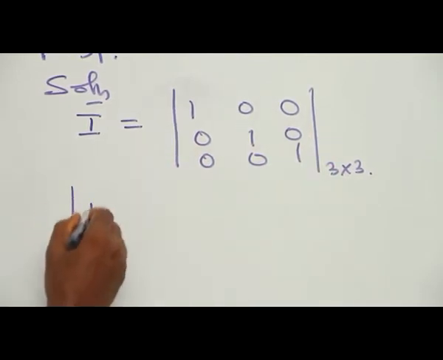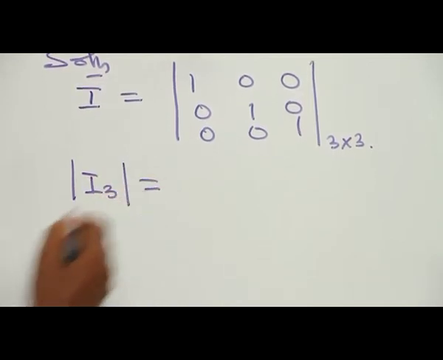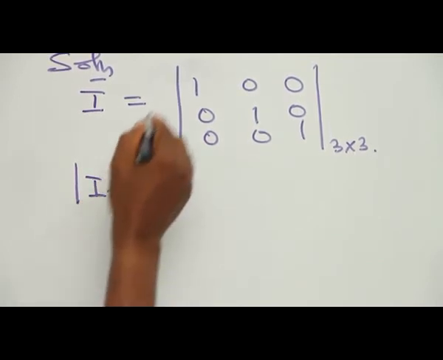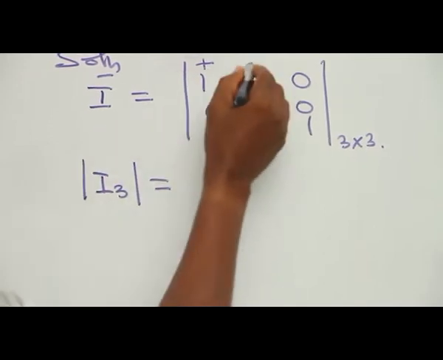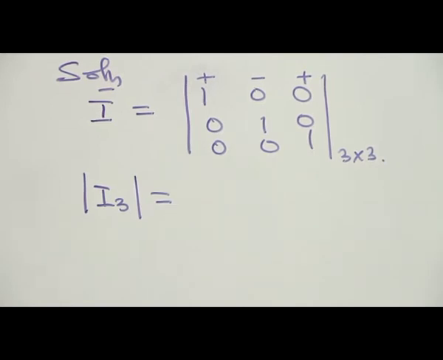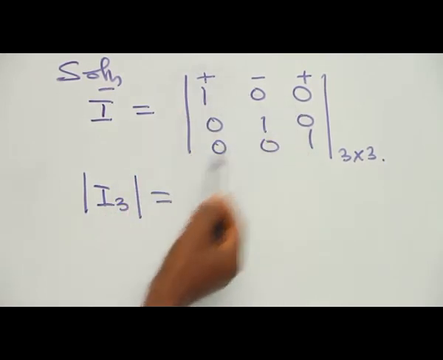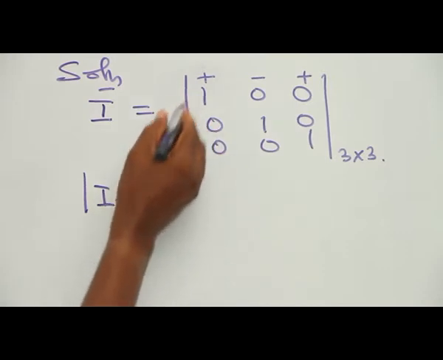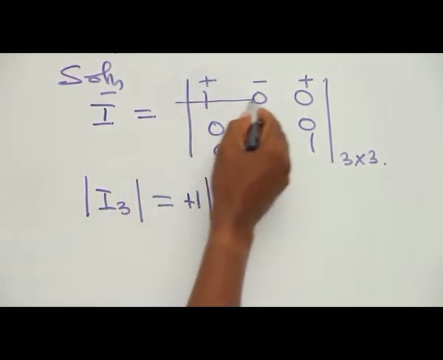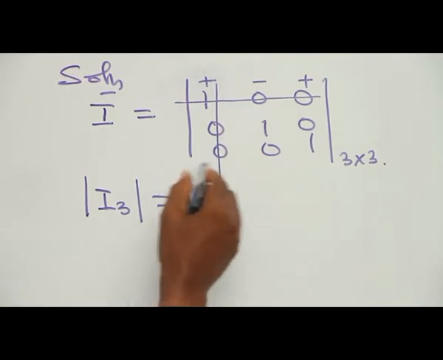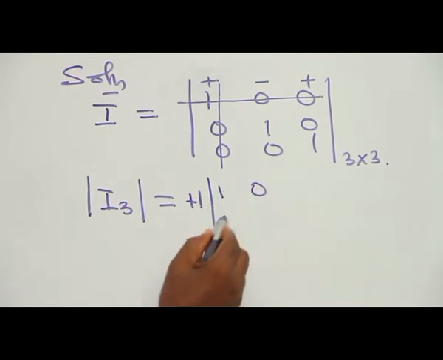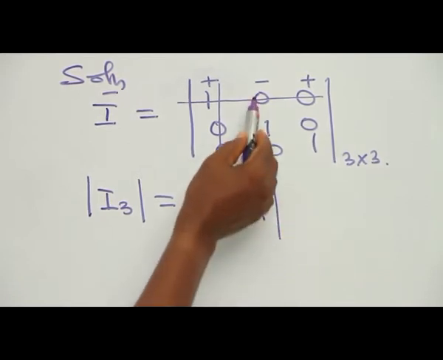To find the determinant of this order 3 matrix, recall that I said earlier in the course of this lecture that we sign the elements in the matrix or the determinant. The first element is 1, which is plus 1. You destroy everything along this line and also everything along this line. What you have left is 1, 0, 0, and 1.